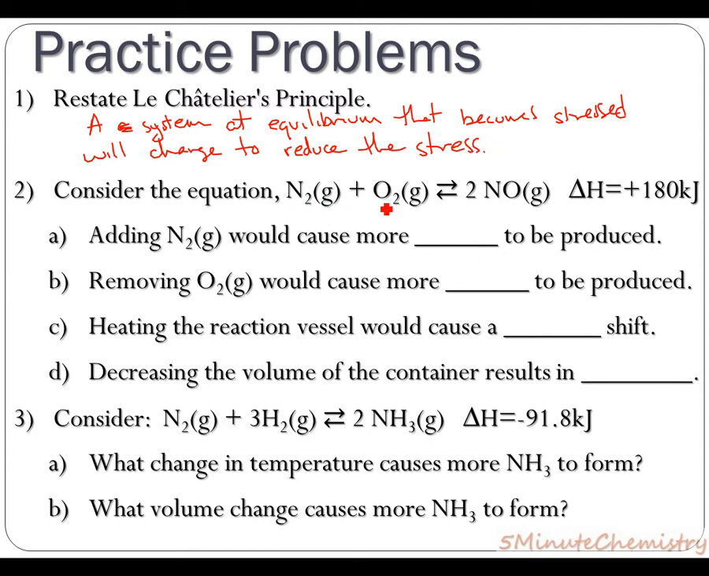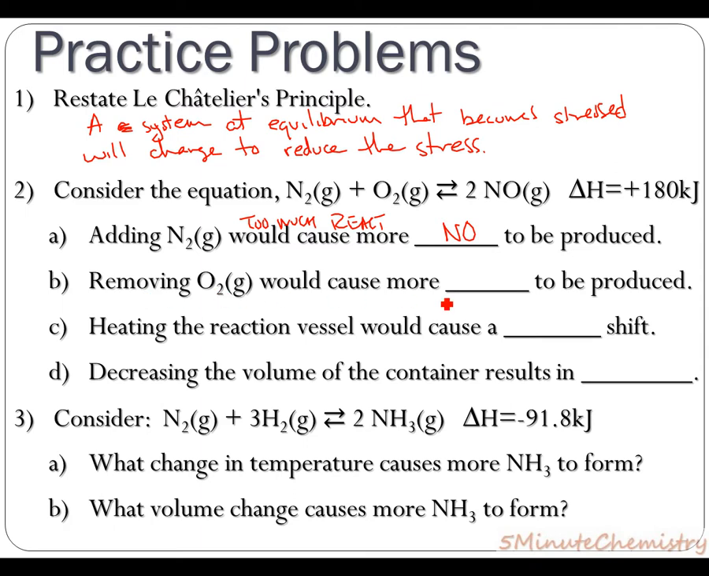Consider the equation N2 plus O2 makes 2 NO gas with a delta H of plus 180 kilojoules. Adding N2 would cause more blank to be produced. So more N2, we want to think more N2 would be too much reactant. Too much reactant results in making more product. So adding N2 makes more nitrogen monoxide gas.